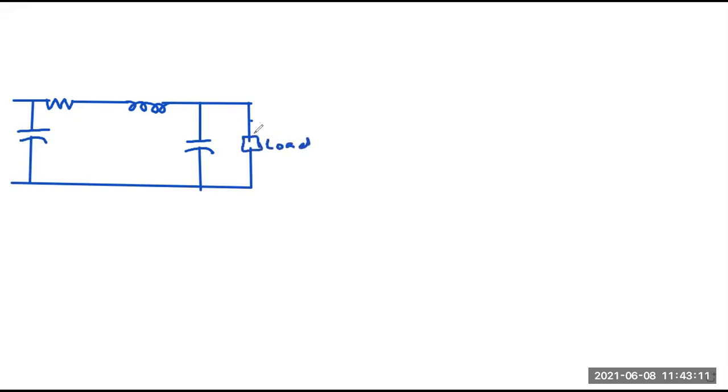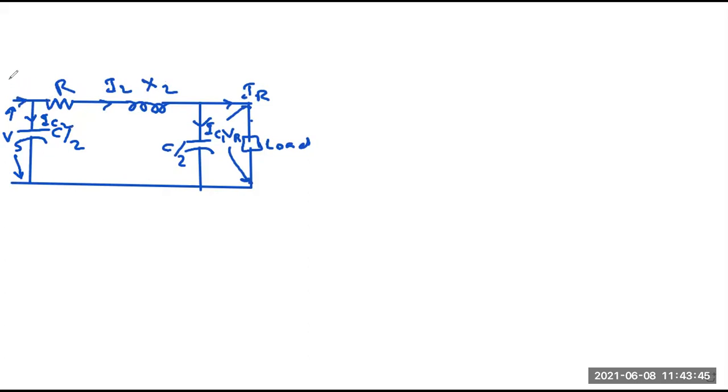This is your load, this is your VR, this is your IR. Here C/2, this is IC1. This is your IL. This is your XL, this is R, and this is your C/2. And this is your IC2, and this current is your IS. This is the circuit diagram.